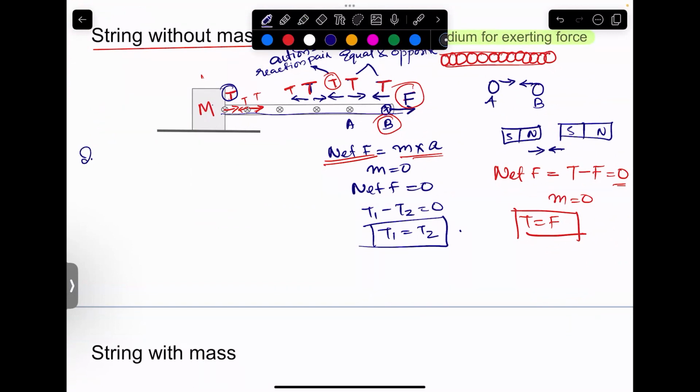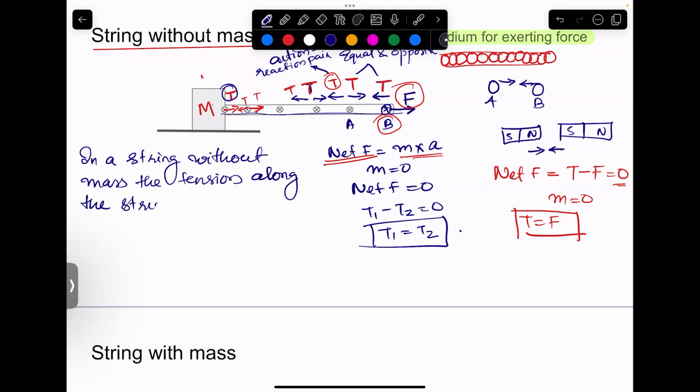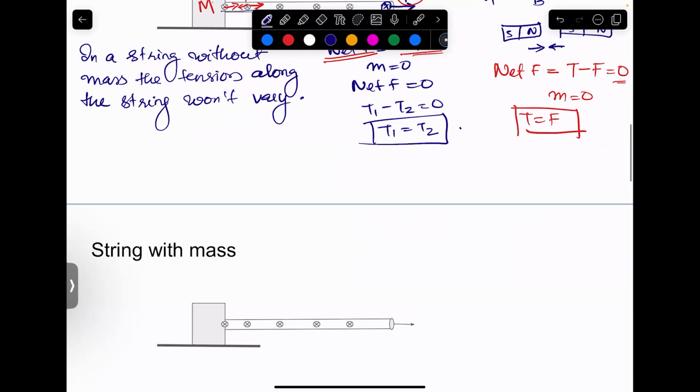In a string without mass, the tension force or tension along the string won't vary. Okay, that means T equal to constant along the string.